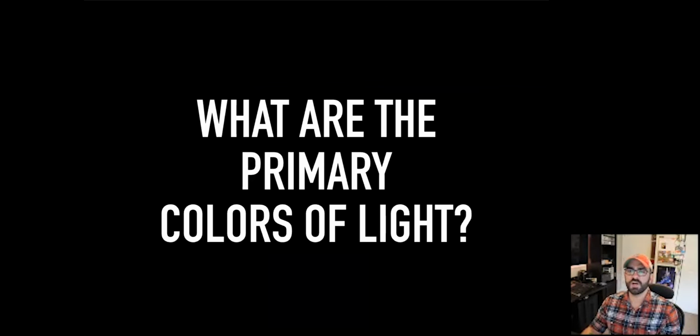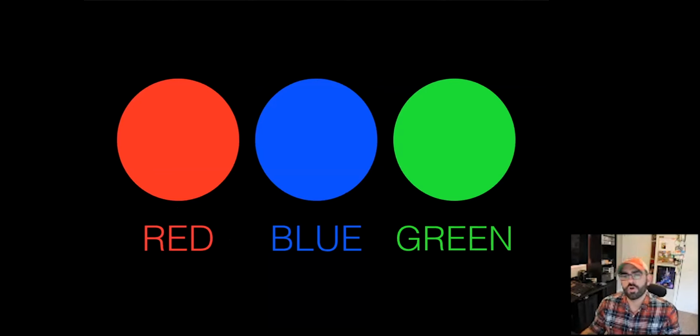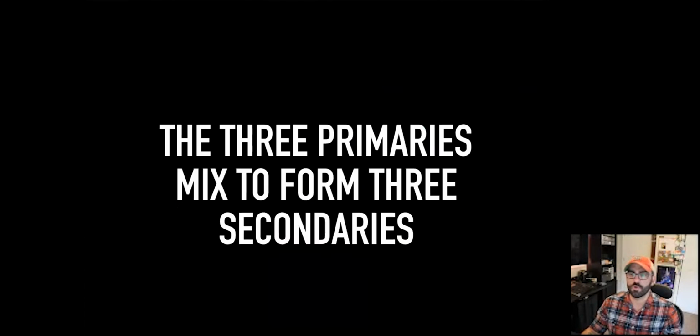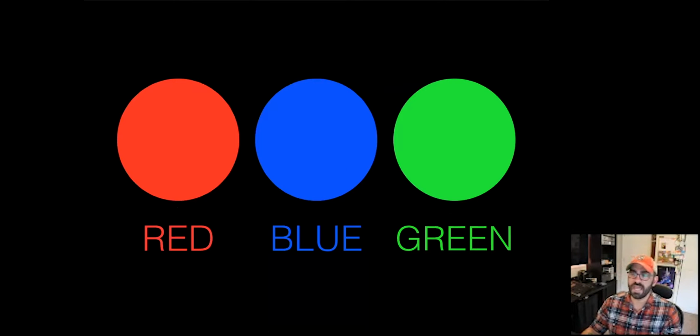So to get started, let's talk about the primary colors of light for a second. Red, green, and blue are our three primary colors of lighting. We can mix these three colors to form any of the secondary colors, or basically any color we want to show to the audience.